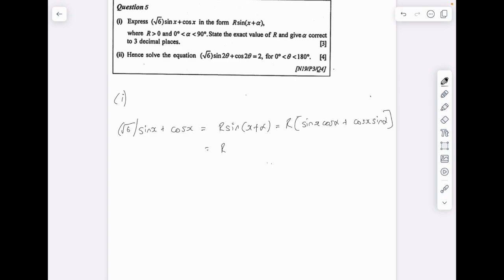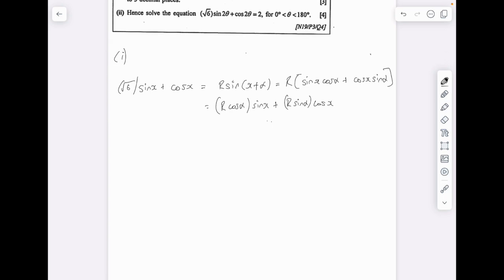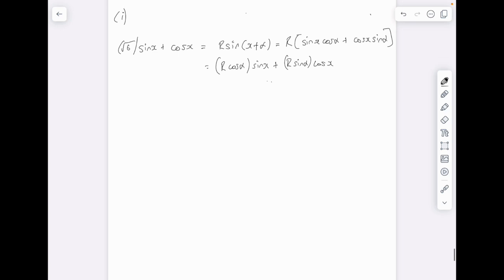Okay, so equals what? r cos alpha sine x plus r sine alpha cosine x. Brilliant. So what can I say here? I can therefore say that r cos alpha is equal to root 6, which means that cos alpha is equal to root 6 over r. Okay, what does that tell me?